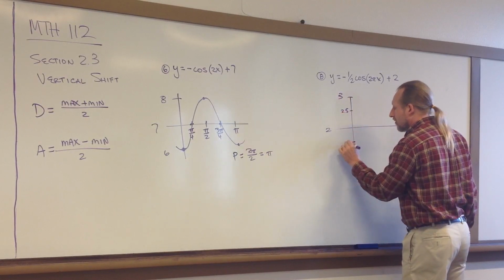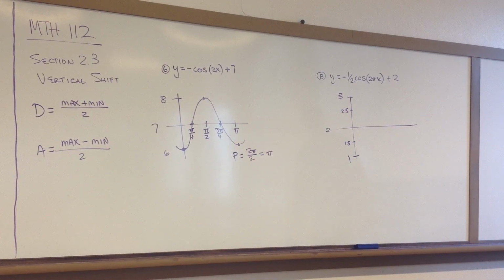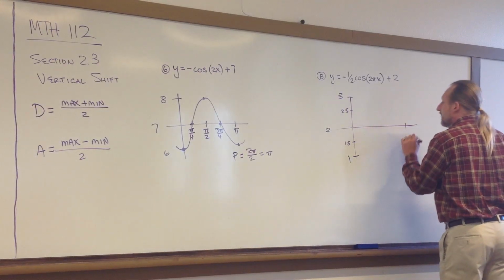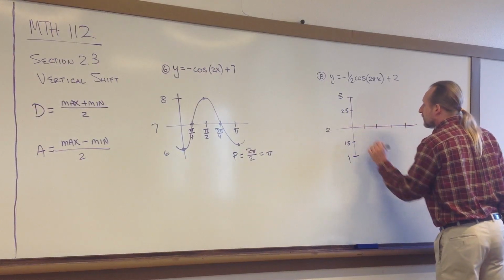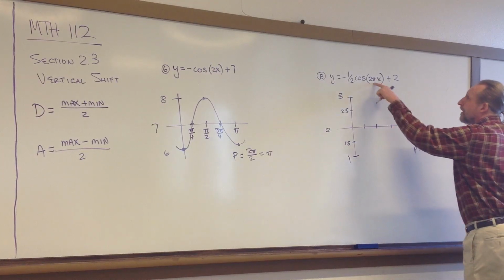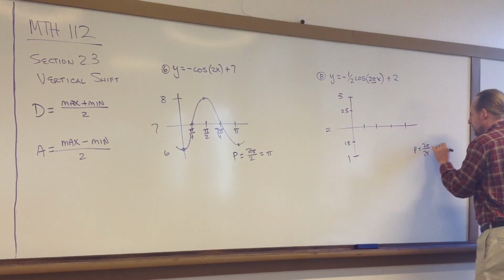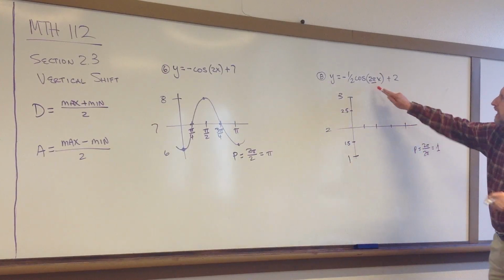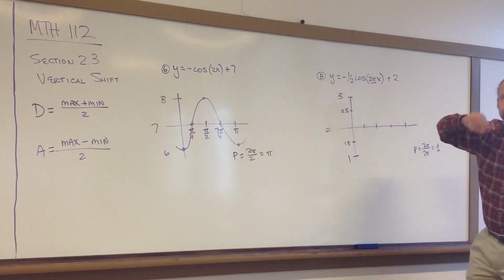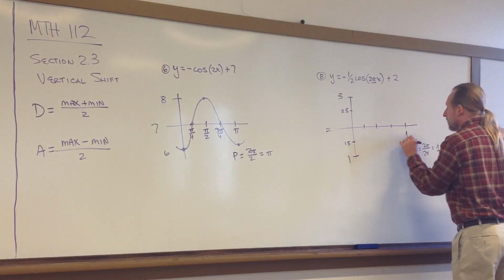Okay. All right, so there's those places. What else do we need? We need the x-axis. So the period is going to be 2 pi divided by 2 pi. That's the value of b in this problem, 2 pi. Anything that's not x is b. So that says our period is 1.